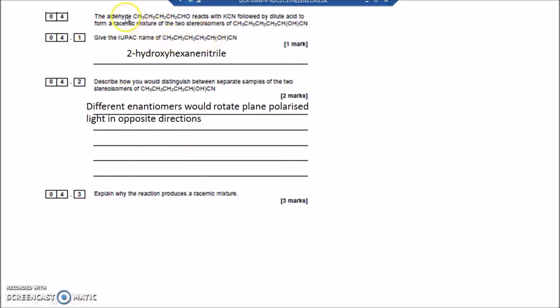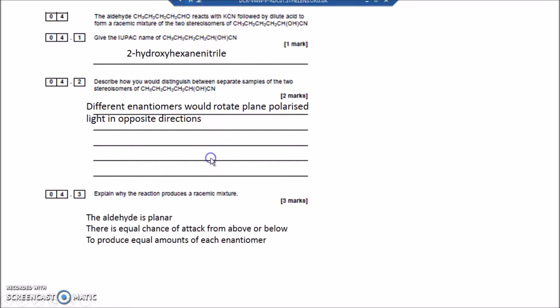Explain why the reaction produces a racemic mixture. Well, it's a racemic mixture because this aldehyde is planar. So the CN minus, which is a nucleophile, has got a lone pair of electrons and it'll attack the C of the aldehyde group. And because the aldehyde group is planar, it can attack from above or below. And because it's planar, there's a 50-50, an equal chance of attack from above or below by the CN minus ion, the cyanide ion, to produce equal amounts of each enantiomer.